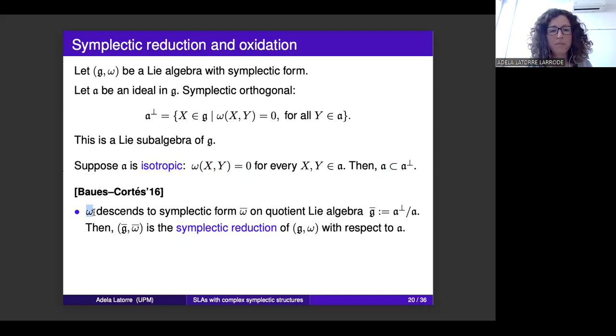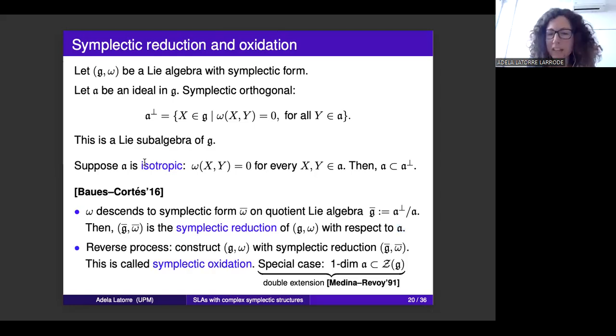Because the initial symplectic form descends to a symplectic form on the quotient algebra. Then this pair, G bar omega bar, is called the symplectic reduction of G omega with respect to the ideal A. Please bear in mind that this ideal should be isotropic. To perform this symplectic reduction, you need an isotropic ideal. If it does not exist, then you cannot do this procedure. We have a Lie algebra, we go down, and we find another symplectic Lie algebra. To go up again is called symplectic oxidation.